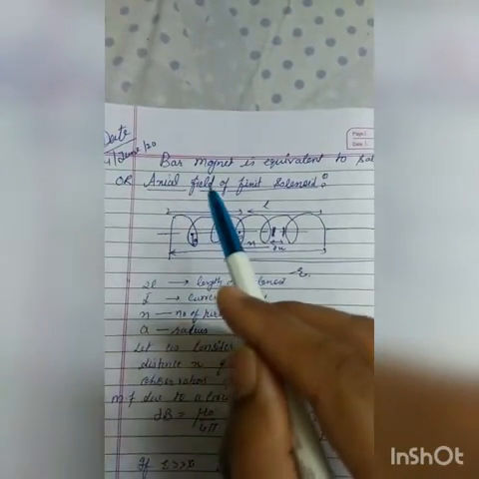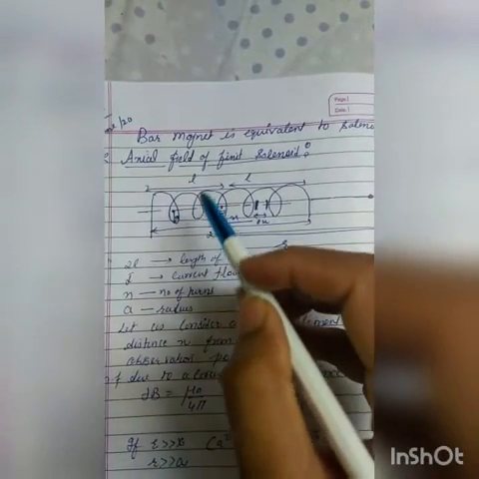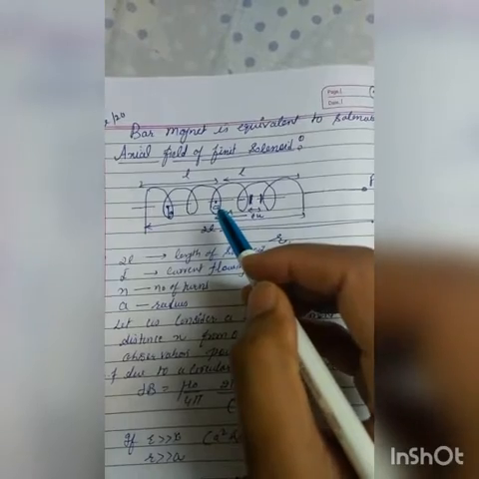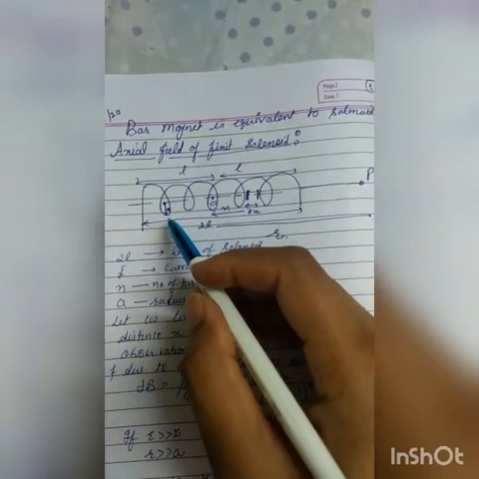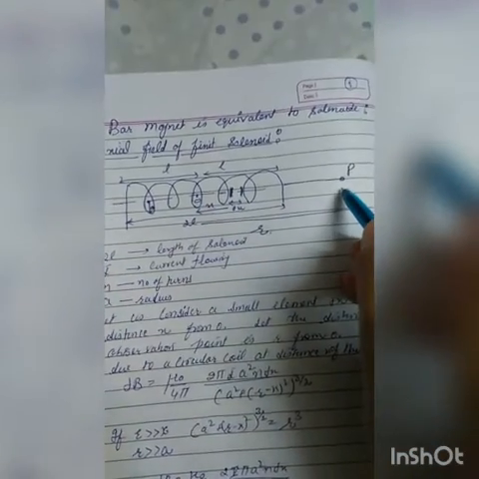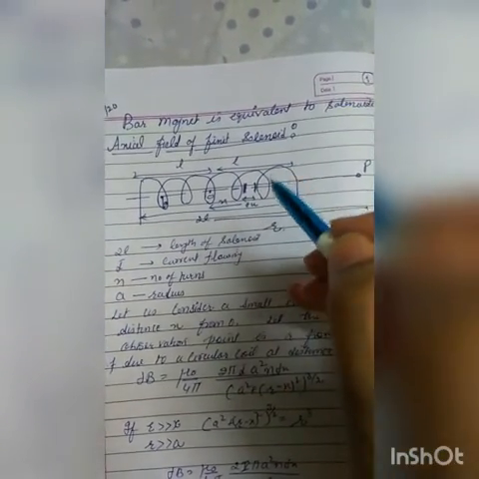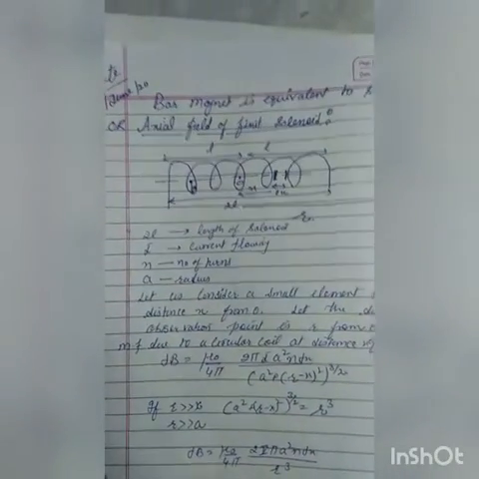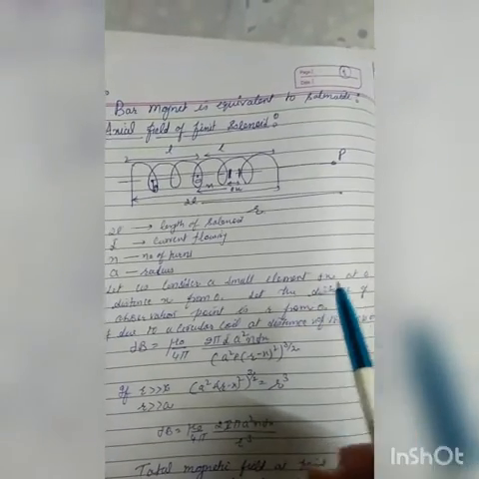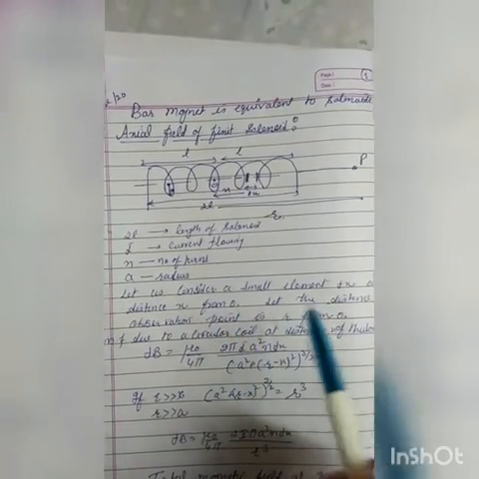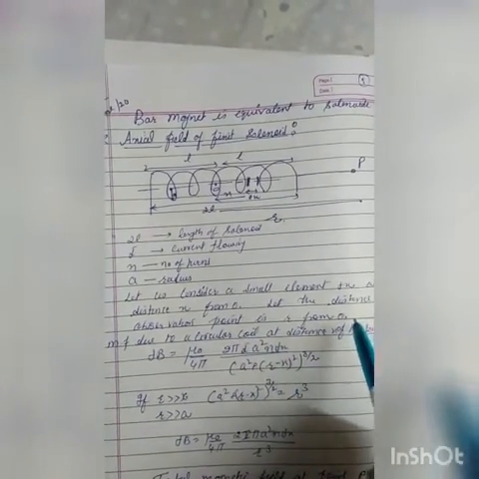We have to calculate the axial field of the finite solenoid. Let us consider a solenoid whose center is O, the length of the solenoid is 2L, a is the radius of the coil of the solenoid, and P is the observation point at distance r from O, where we have to find the magnetic field. Let us consider a small element dx at a distance x from O. Let the distance of the observation point be r from O.